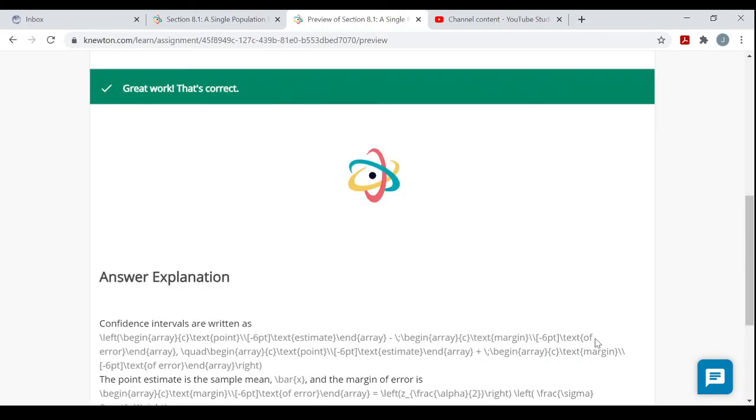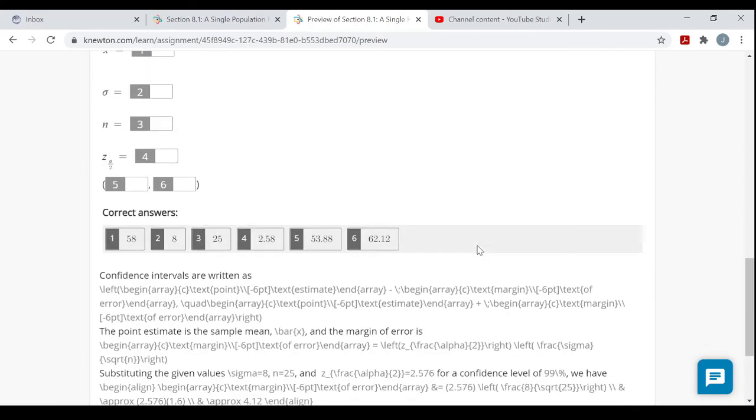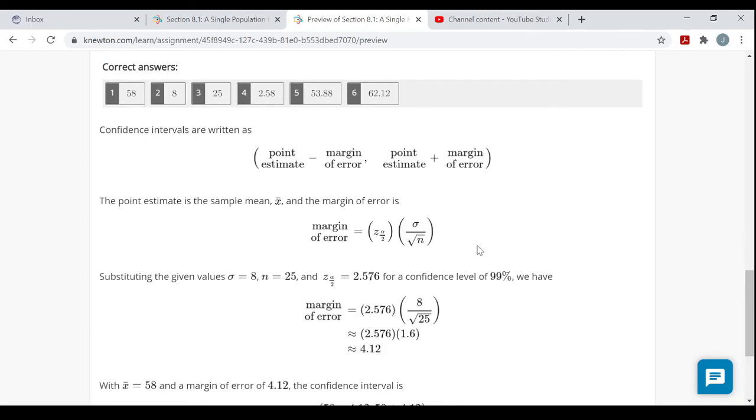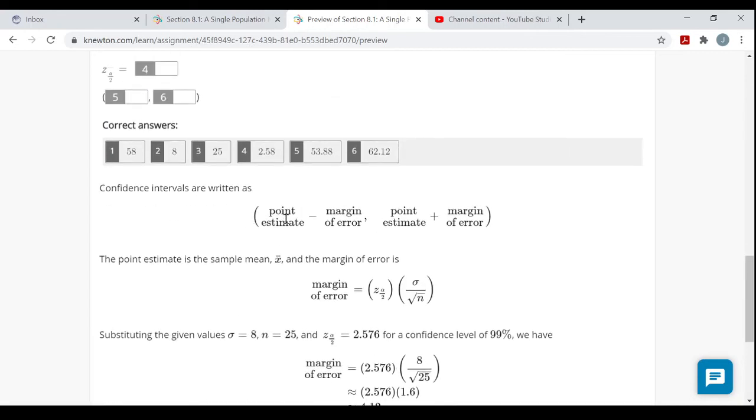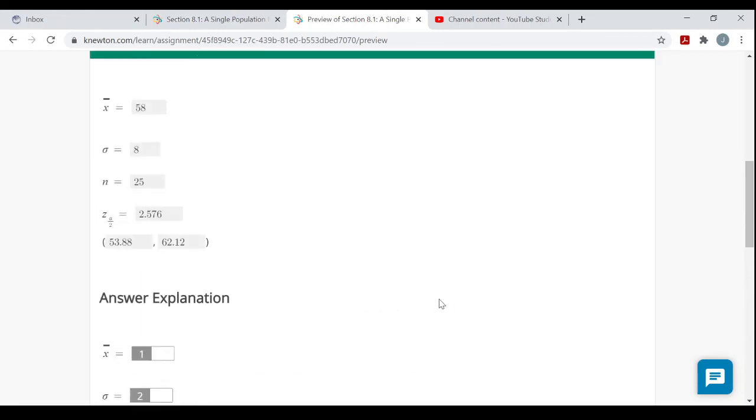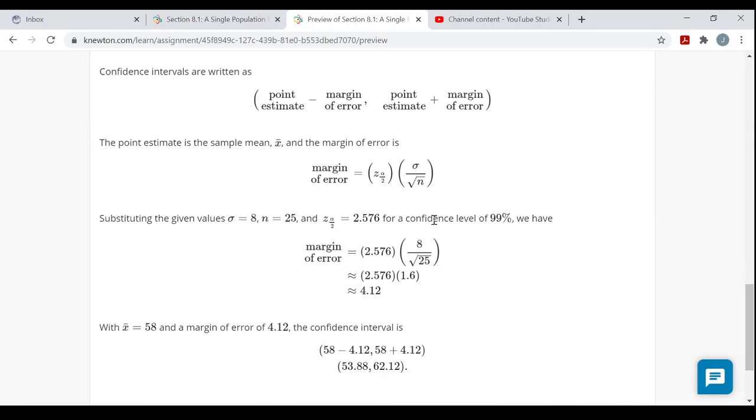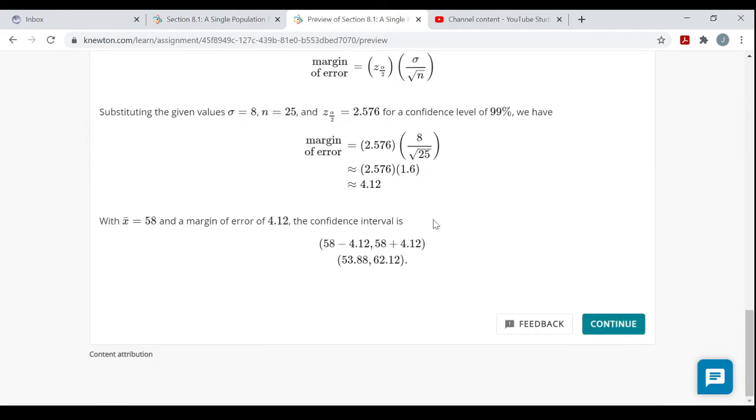Fantastic. And again, please read through the answer explanations, even if you're correct, just to make sure you're doing what should be done. The code will be point estimate minus margin of error, point estimate plus margin of error. They give the margin of error formula again for when you're doing an estimate for a mean, and all that stuff. Especially if you're incorrect, definitely read through the answer explanations. Try to figure out where you went wrong.